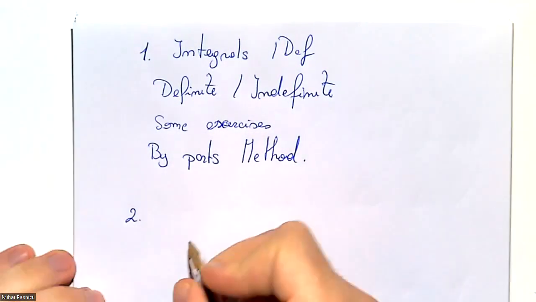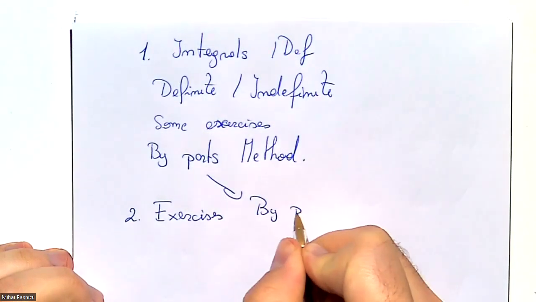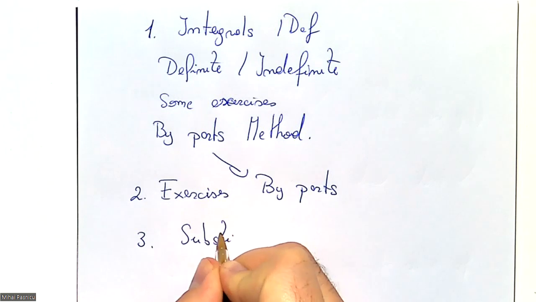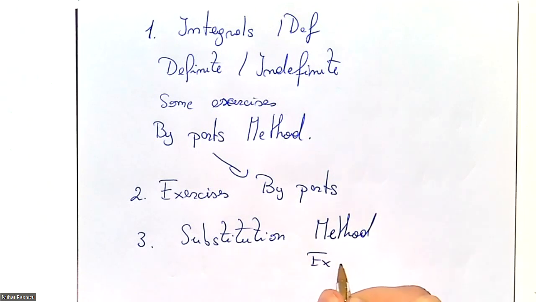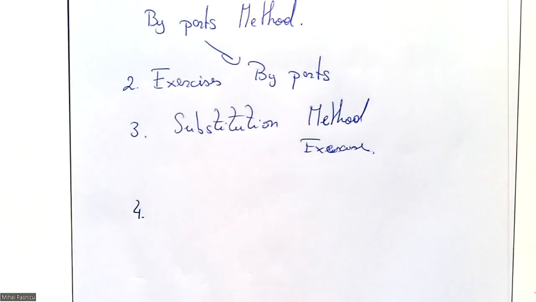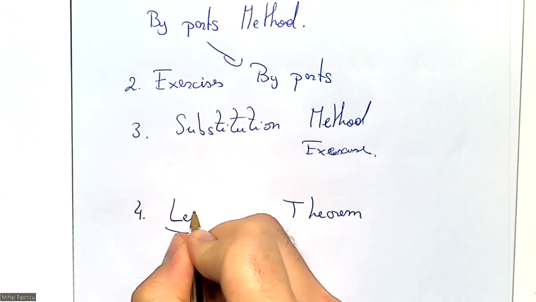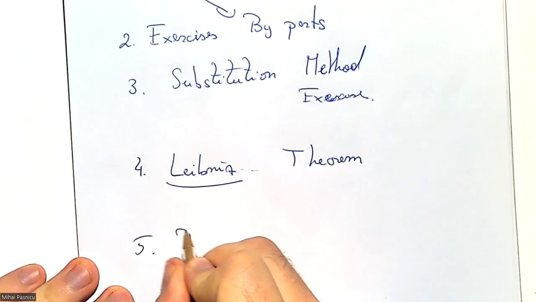Then the second lecture, I'm just gonna do exercises here and emphasize this by parts thing. Then on the third one, I'm going to do the substitution method. Again, exercises. Then on four, I'm going to teach you the, I'm lacking the theorem right now, lacking the name. I'm really bad with names. I'll remember the name theorem. Leibniz, yes. Leibniz something theorem. Okay. And then in five, we're going to do differential equations.